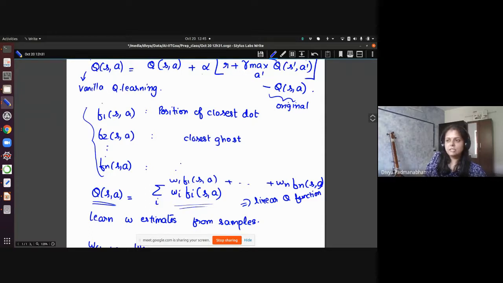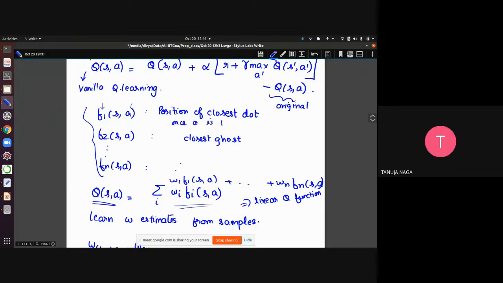And for a given state and action pair, you know how to compute these features. Things like the position of the closest dot; this actually doesn't even depend on the action. Or you can also define it as the position of the closest dot once action A is taken.